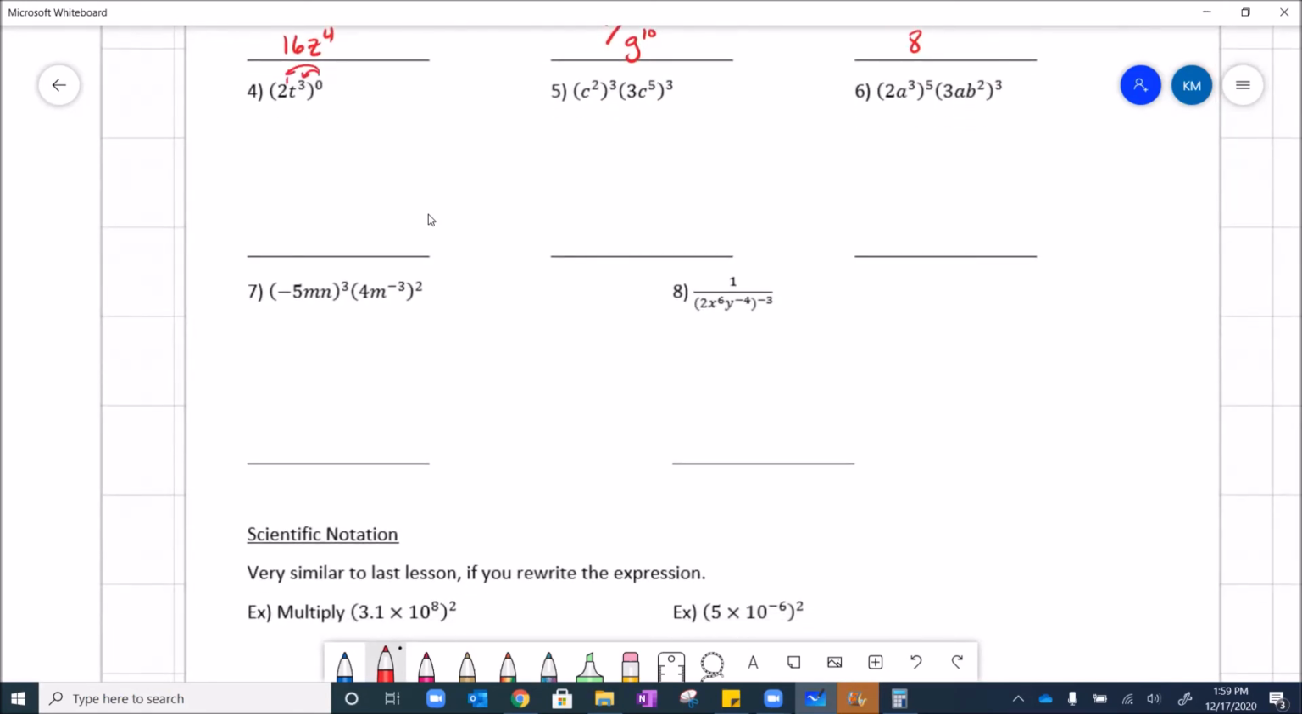Number 4, you might see this right away and be like, well, why is he doing all this? I just want to show you. We'd have 2 to the 0 power, t to the 0 power, 1 times 1, which is 1. Again, anything to the 0 power is 1.